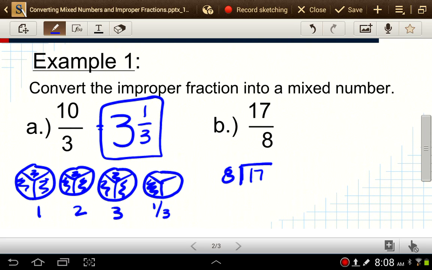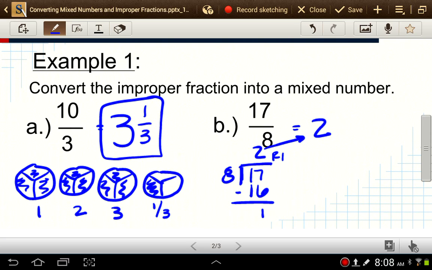Okay, now I'm going to divide them. 8 goes into 17 twice. That is 16. Subtract. And I get a remainder of 1. You get to actually keep your remainder in this example. Okay. Now what do I do with this information? Well, my whole number is how many times 8 went into 17. 8 went into 17 twice, so my whole number is 2. That represents my whole number.